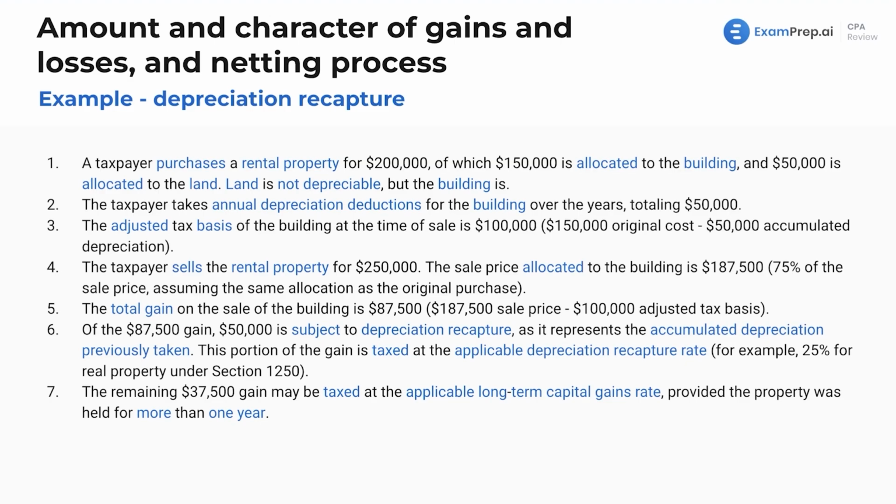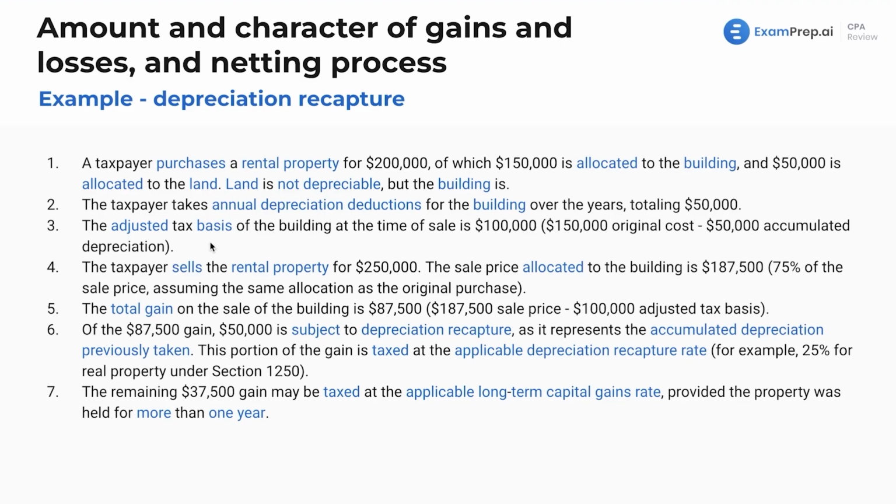We're going to see an example on depreciation recapture. Let's say a taxpayer purchases a rental property for $200,000, of which $150,000 is allocated to the building and $50,000 is allocated to the land. Now, land is not depreciable. We should know that for sure, but the building is. Now, the taxpayer takes annual depreciation deductions for the building over the years, totaling $50,000.